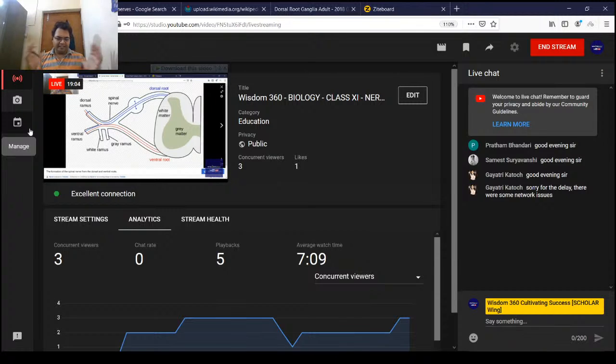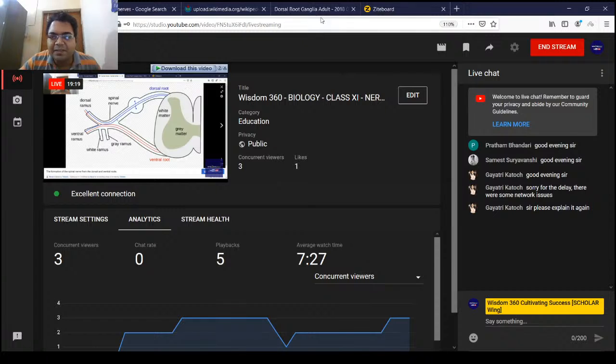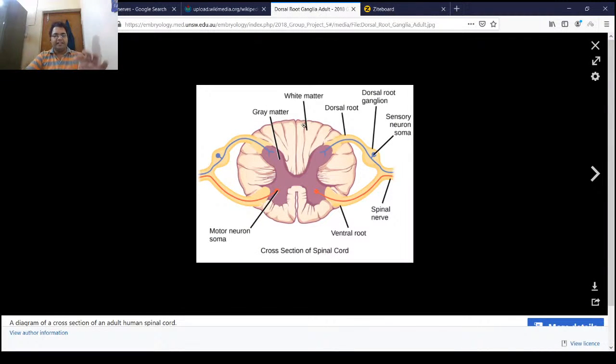I was explaining the entire spinal cord here in order to explain the specific reflex arc. This diagram of reflex arc you might have seen in your book also. So I'll explain it again, just listen from this diagram. This is the diagram of the spinal cord, which is given in your NCERT book also, this flat diagram.